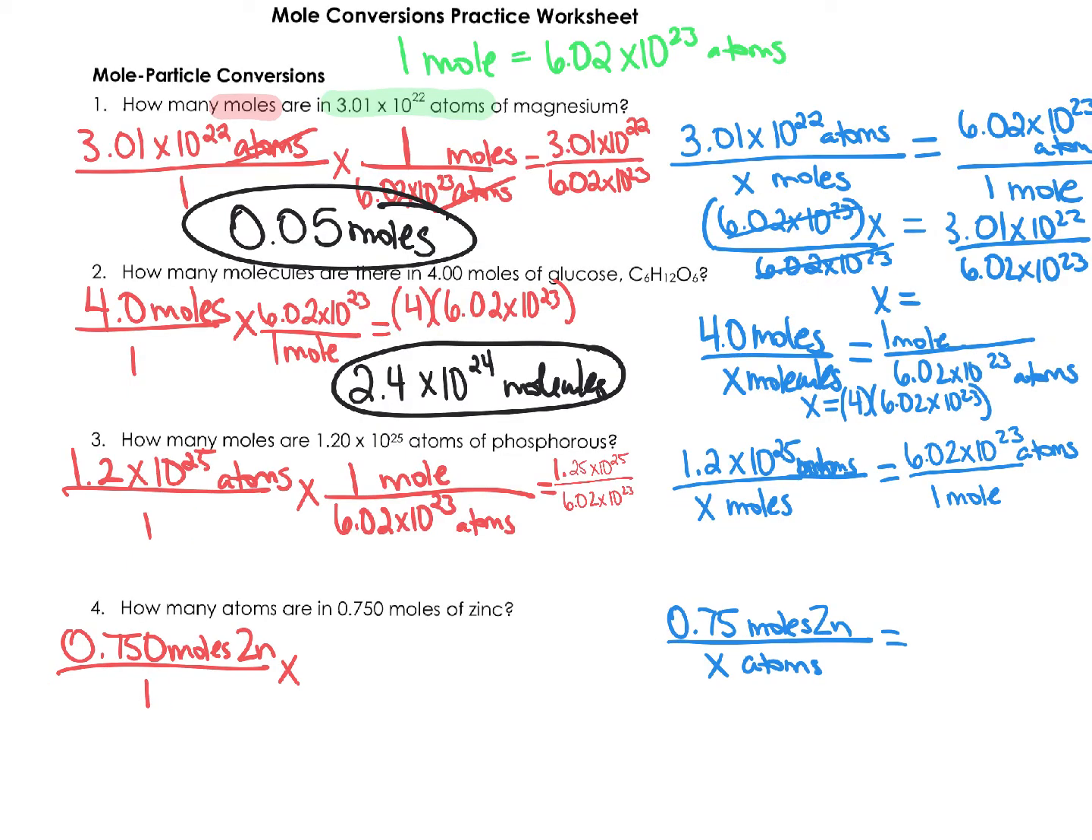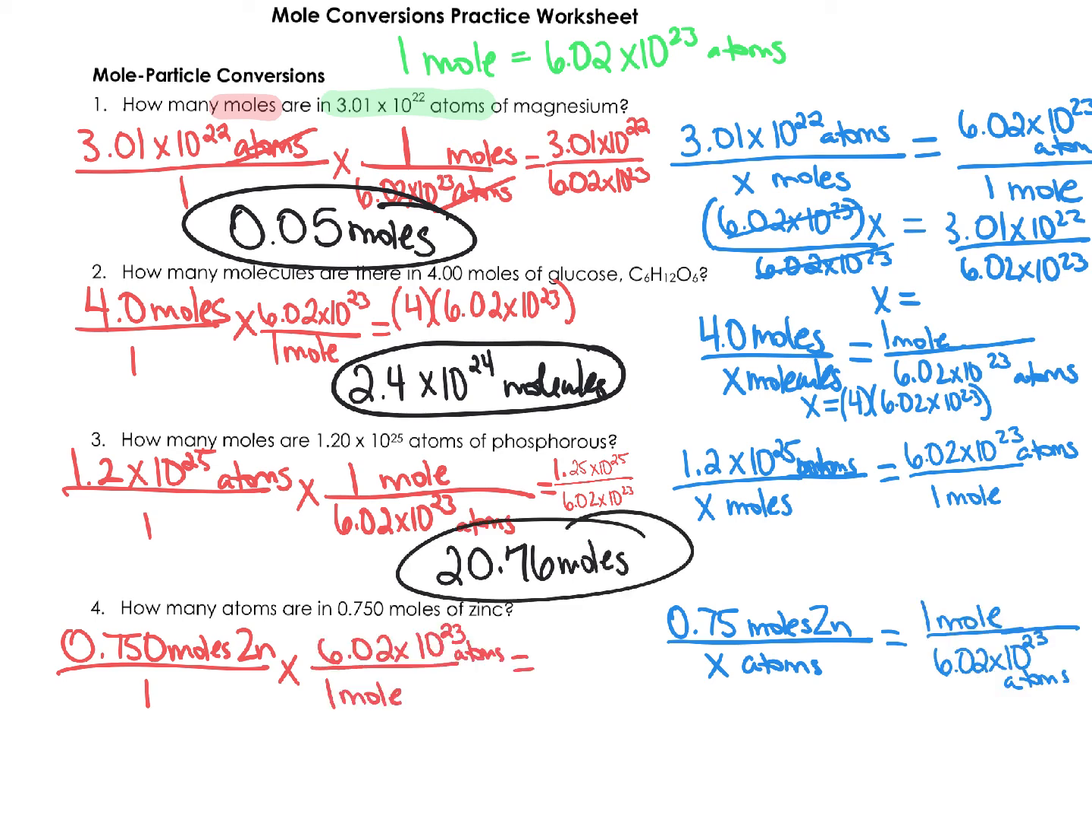On the third problem, you can see that mathematically what ends up happening is that you have to take 1.25 times 10 to the 25th power and divide it by 6.02 times 10 to the 23rd power. And if you did it correctly, you end up with 20.76 moles. And finally, on the last one, you can see that you're going to have to do 0.75 times 6.02 times 10 to the 23rd, and you're going to get 4.52 times 10 to the 23rd atoms.